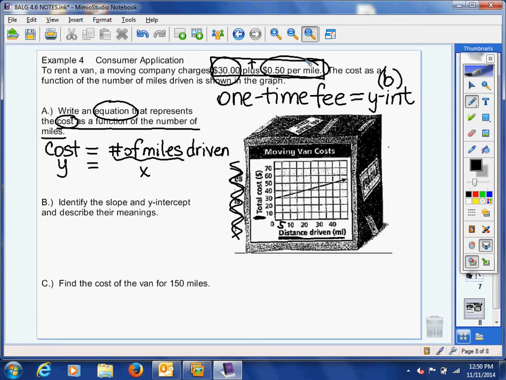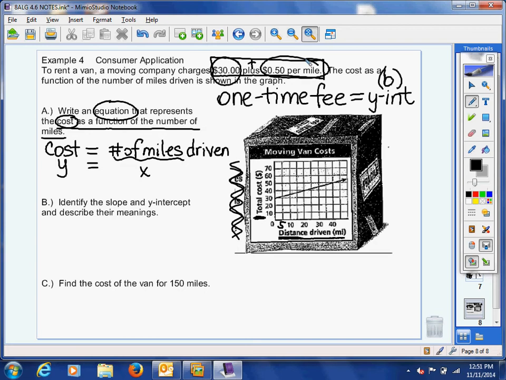So the way that I know where to position that in my equation is I look for that rate. Remember we learned a couple sections ago, rate of change is slope. Well, this is something per something. It could be miles per hour, 50 cents per mile, inches per second.